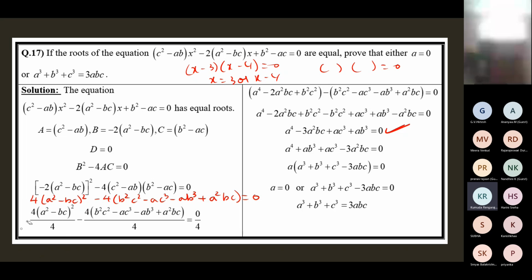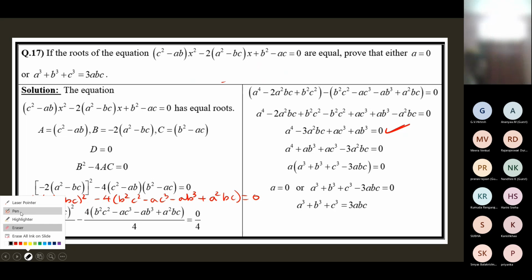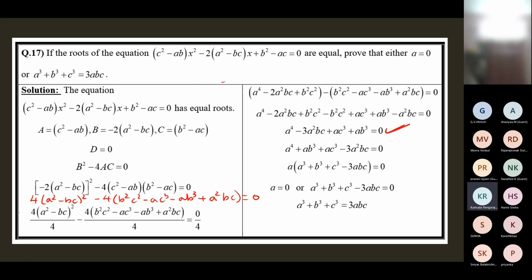That's the feeling I get. Why do I get that feeling? Because the result is we'll have to prove that either a is 0 or a cube plus b cube plus c cube is equal to 3abc. So that's similar to this, no? When you solve a quadratic equation, you get something like this equal to 0. You say either x is equal to 5 or x is equal to minus 7. So you're looking for a situation like this to happen. So some product is equal to 0.